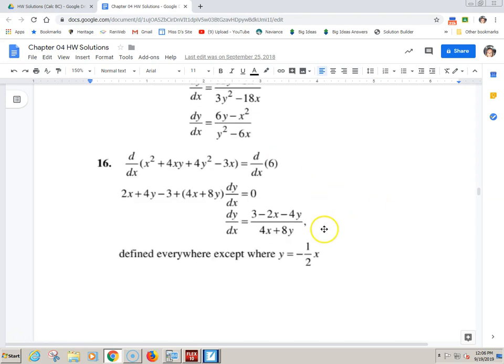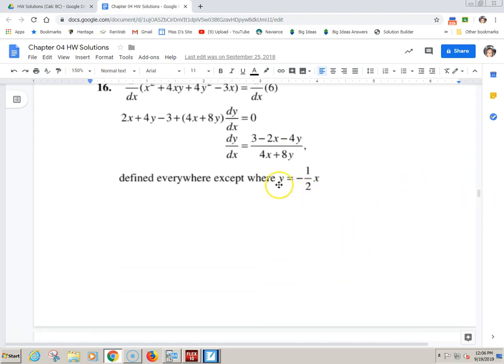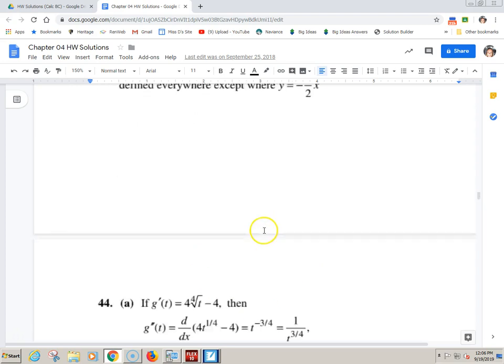Number 16. Here's your dy/dx. However, this dy/dx is only good, aka the derivative only exists, aka the function is only differentiable, everywhere but where y equals negative 1/2 x, because they took that denominator and said, what if it equals 0? The derivative will not exist. They had to get y by itself, which is exactly what we did on the board a second ago. Vertical tangent lines, we got y by itself.